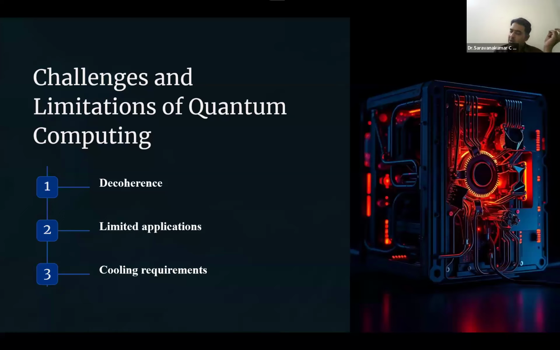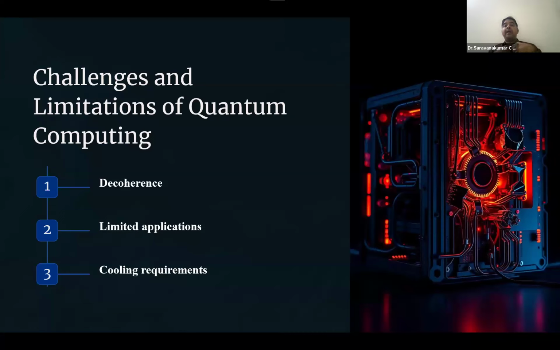And cooling requirements, yes. Quantum machines produce a lot of heat. And you will not believe, I have visited one of the quantum labs of IBM in Germany, and there is tremendous heat. They will allow you 15 to 20 minutes to work on quantum machines, to work on 128 qubits. The amount of heat it is generating is tremendous.